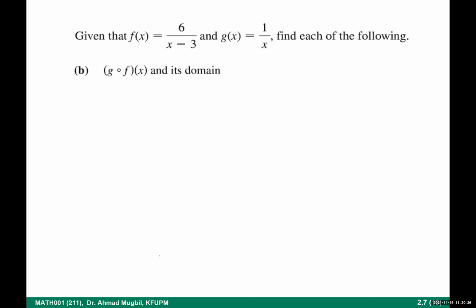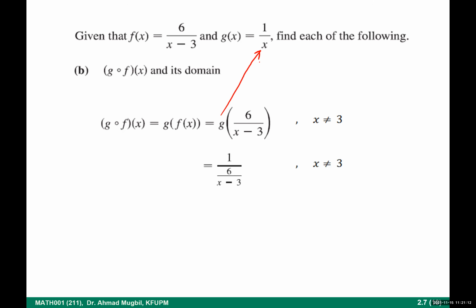Let's now take g circle f. g of f. What will it be? It will be g of 6 over x minus 3. So what you will do is go here and replace x by 6 over x minus 3, but you need to put some condition here before. You should have this, it should exist first, so you can use it. So what is the condition here? x is not 3. Now, if x is not 3, you can do whatever you want with this expression. You will go to g, replace x by 6 over x minus 3. This is what we will get.